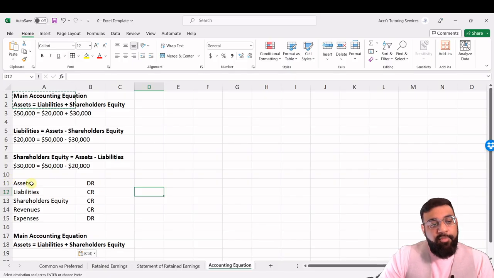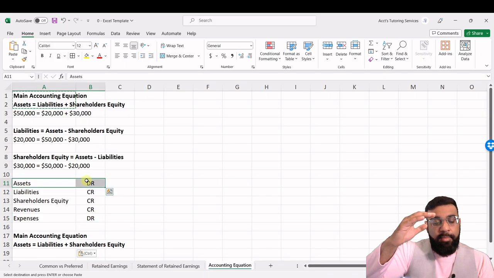Now let's tie the main accounting equation into debits and credits. So remember, we have 5 main accounts. We have assets, liabilities, shareholders' equity, revenues, and expenses. Assets are debit accounts, liabilities are credit accounts, shareholders' equity is a credit account, revenues are credit accounts, and expenses are debit accounts. So when we say an asset is a debit account, that means simply on the debit side it increases. That means by default on the credit side it decreases.